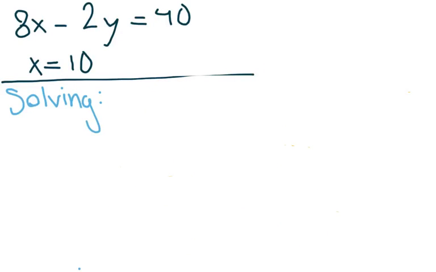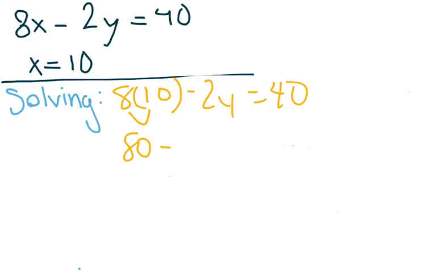So we have 8x subtract 2y equals 40. X equals 10. So if x is 10, 8 times 10 in the parentheses, subtract 2y equals 40. So this equals 80. 80 subtract 2y equals 40.